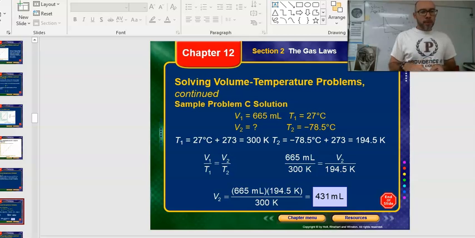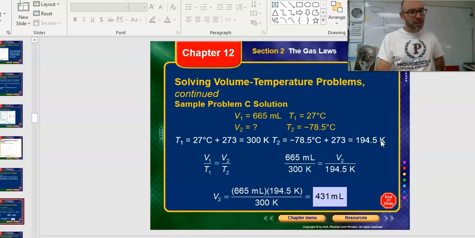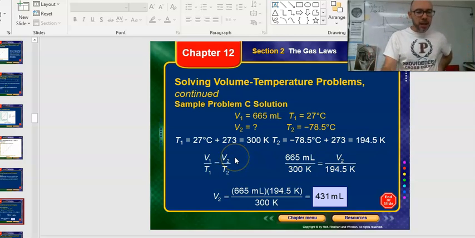So here we go. Both the temperatures get shifted up 273, so now we're all in the positives. Have to all be in the positives on these types of problems. I'm going to say this like 18 times. Kelvins, positive numbers. And we've got to figure out what we're solving for. We're solving for V2.